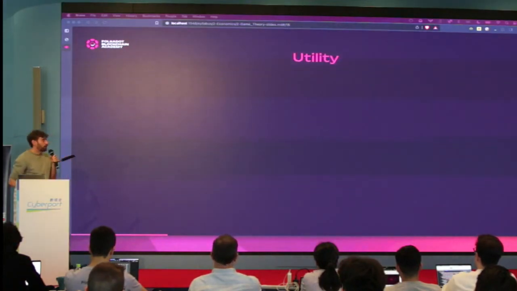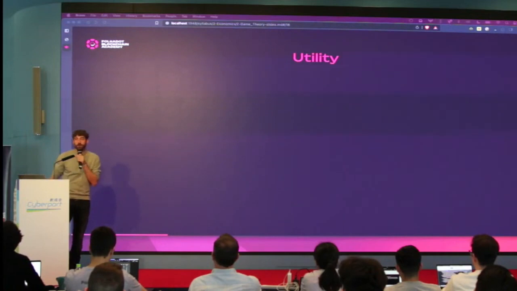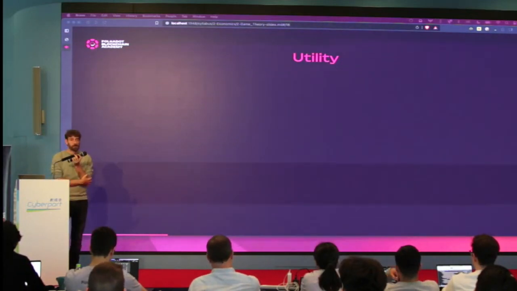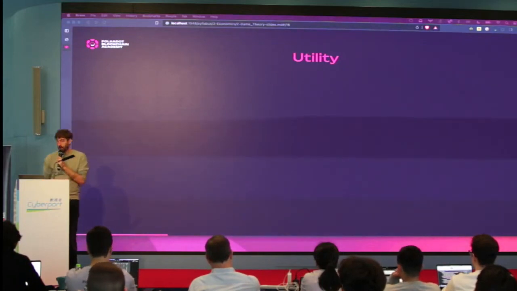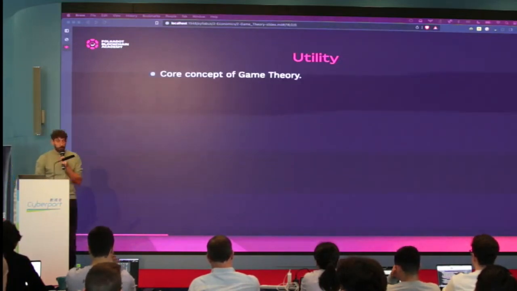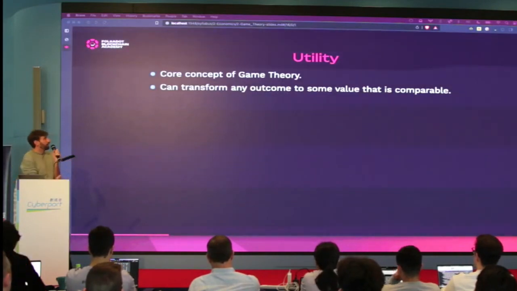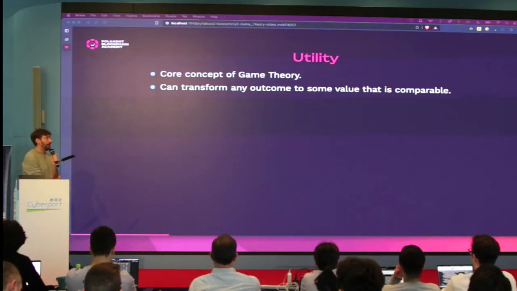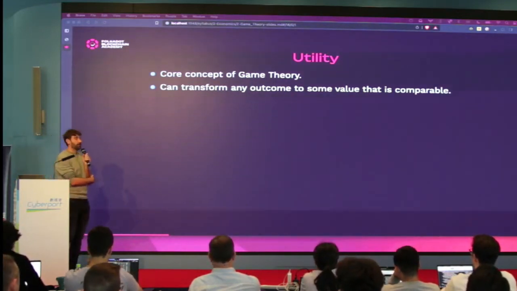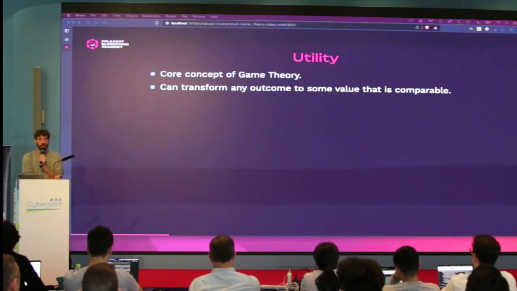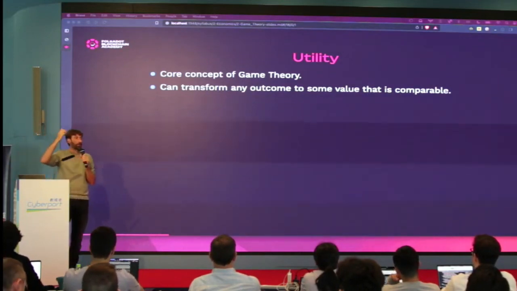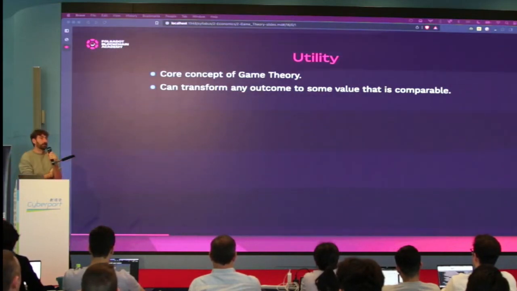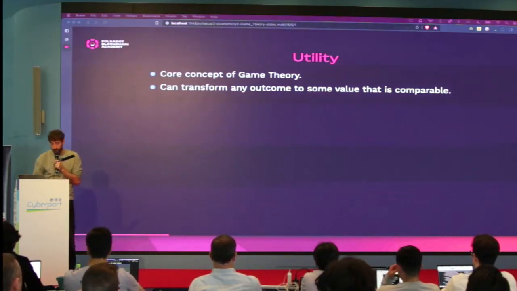So one very important concept in game theory is utility. Does somebody know roughly what that is or what concept that is? Okay, nice. So it is a core concept in game theory, and it is a little bit what I was referring to before, that it can transform any outcome to some value that is comparable, and that is actually some additional stage on top of money, right? Because money can also have different utility to you, and I will say that later.